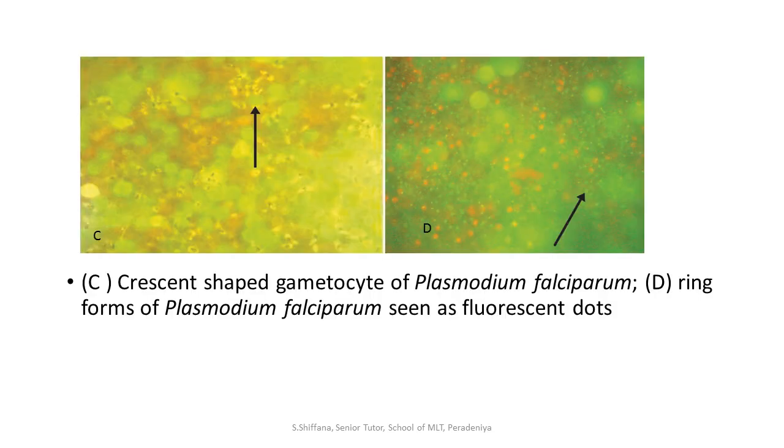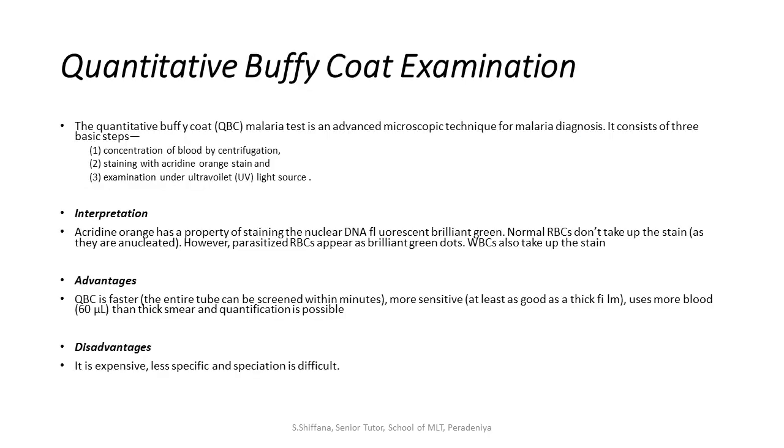Here you can see the actual picture of the parasite. Here the falciparum species, different stages. Right, next one, this is Plasmodium vivax. First one ring stage, second one gametocyte, third one schizont.